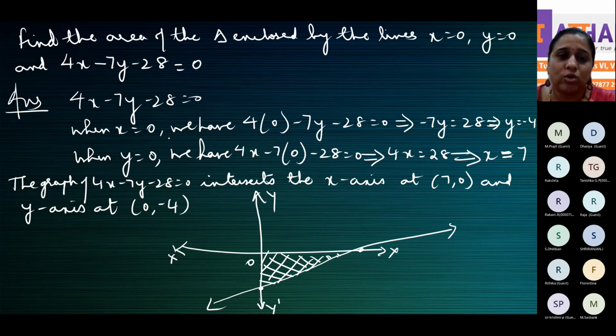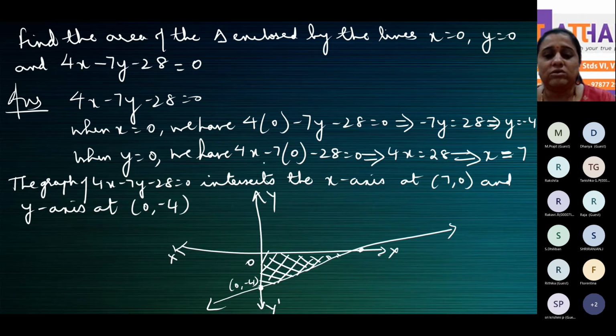By taking x as 0, we are able to find the point where it intersects the y-axis. See, when you take x as 0, so 4 into 0 minus 7y minus 28 is equal to 0. So when you solve this, you get minus 7y is equal to 28, which implies y is equal to minus 4. So 0, comma minus 4. Where is 0, comma minus 4? This is 0, comma minus 4.